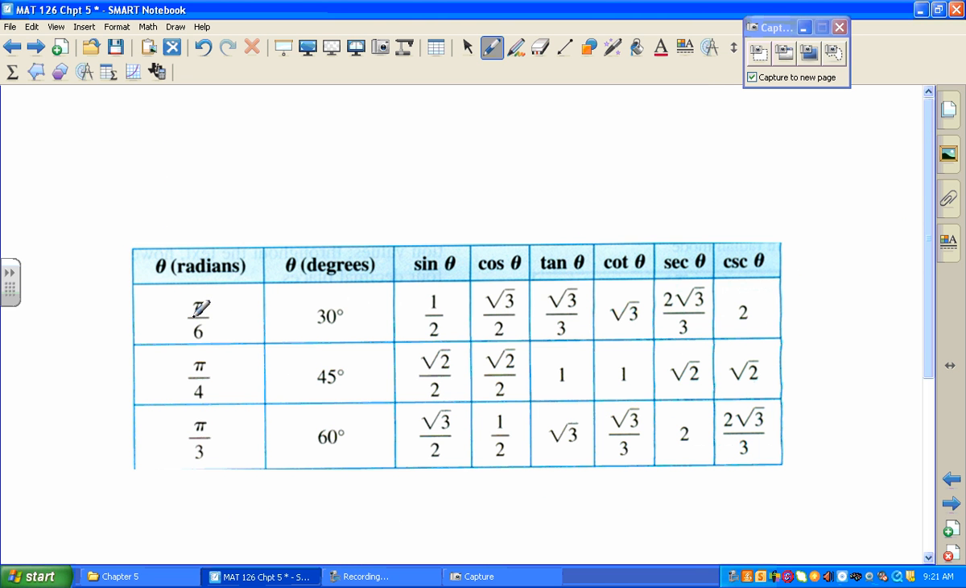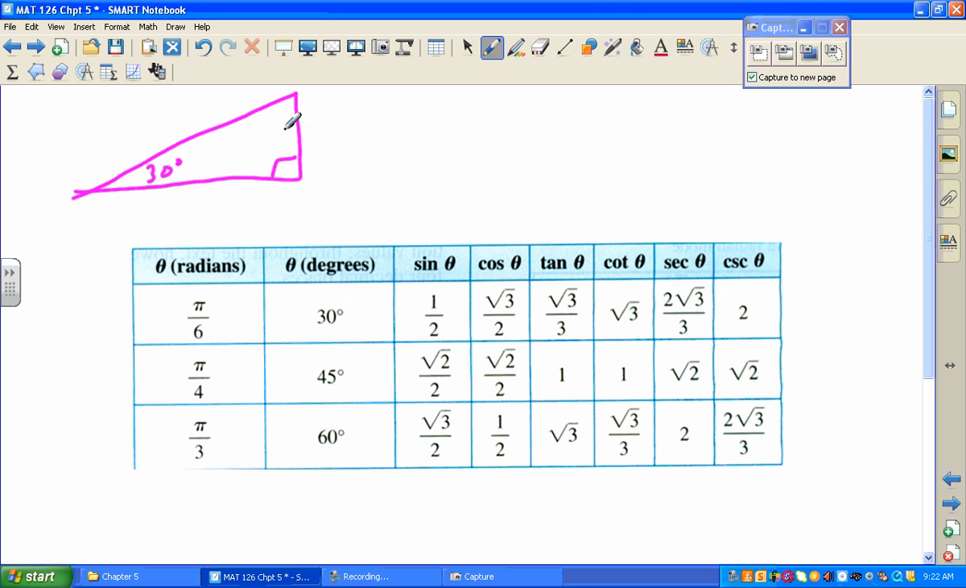Do you remember that in pi over 6, do you remember what your 30-degree reference triangle looked like? What was our reference triangle for 30 degrees? 30 degrees, how do you label the sides? Right, and what numbers do we put in for the adjacent, hypotenuse, and opposite? Numbers, those are variables. Numbers.